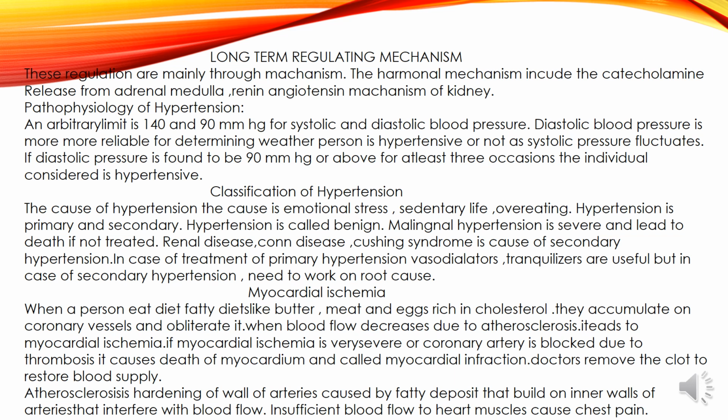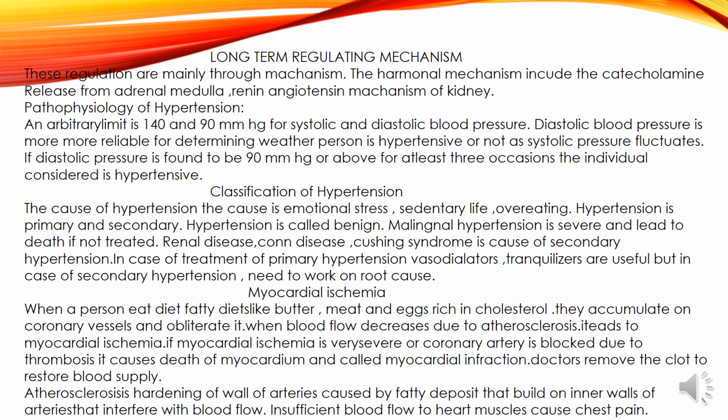If the diastolic blood pressure is found to be 90 mmHg or above on at least 3 occasions, the individual is considered hypertensive. Classification of hypertension. The causes of hypertension are emotional stress, sedentary life, overeating. Hypertension is primary and secondary. Primary hypertension is called benign. Malignant hypertension is severe and leads to death if not treated. Renal disease, Conn's disease, Cushing syndrome are the causes of secondary hypertension.